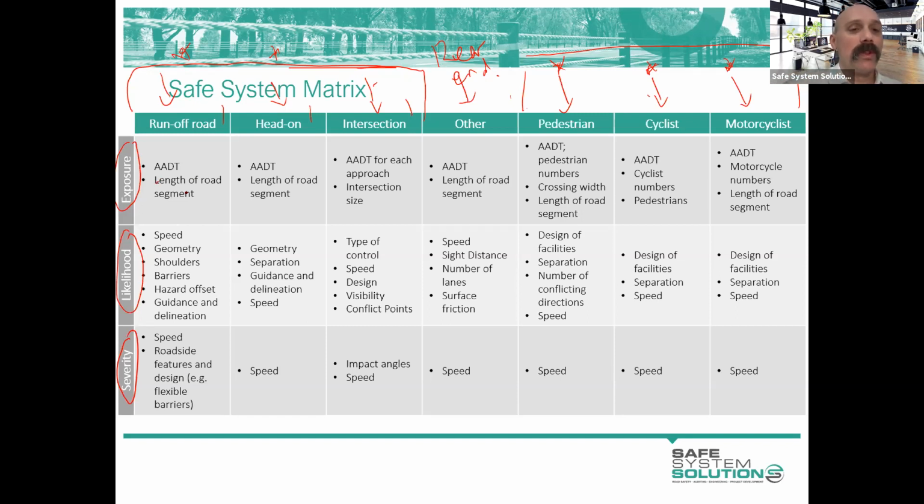Now, don't get too confused with the length of segment. It gets a bit messy when we start doing with that too much. Really focus on that AADT. You'll see here, these are just a few ideas that you might want to look at. Speed, geometry, shoulders, presence of barriers, hazard offsets, and the like, speed, roadside features, and the like for the severity. But you'll see severity, speed, speed, speed, impact angles, and presence of heavy vehicles and the like will also influence your severity. And you've got a bit of practice at understanding which characteristics influence these in your first assignment.